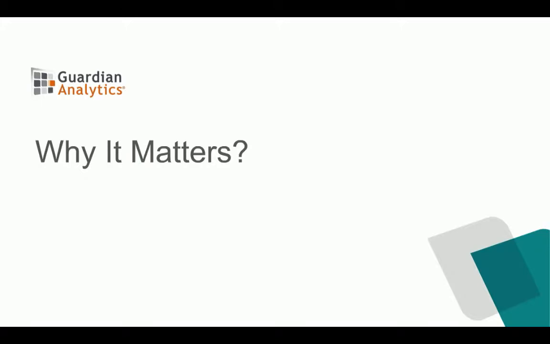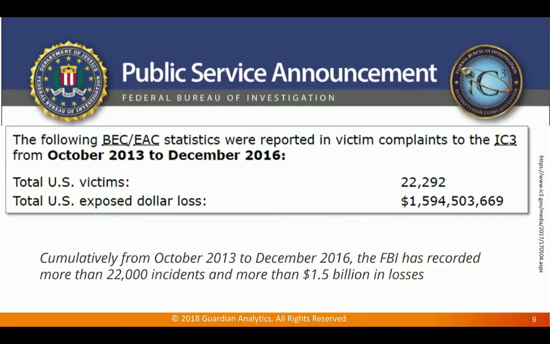Now, why does it matter? Well, first off, the FBI has alerted this year that BEC, Business Email Compromise, and EAC, the email account compromise, which is more individual driven, were rising. The total U.S. victims between 2013 and 2016 was about 22,000, and the total U.S. exposed dollar loss was above 1.5 billion.